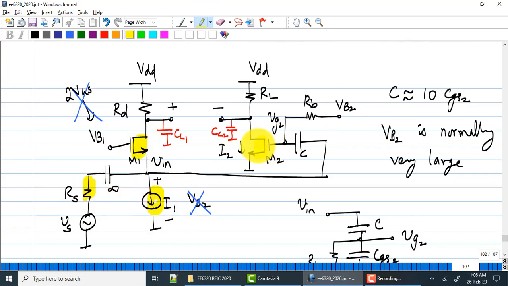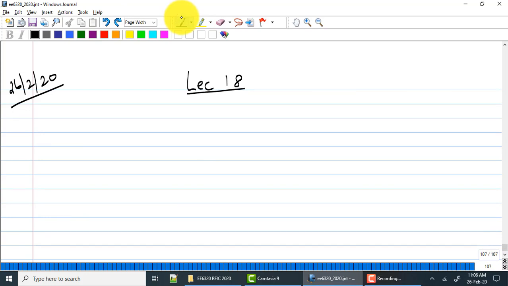We'll assume that RB is large enough such that the signal does not get stolen, but small enough such that its noise does not come into the picture, okay? So we'll ignore the noise of RB for now. So let us write down the expressions for the noise one by one. We are trying to find out the total squared output noise for this noise cancelling LNA.